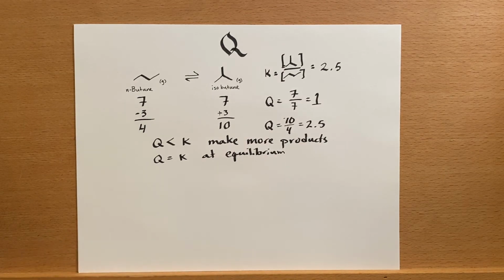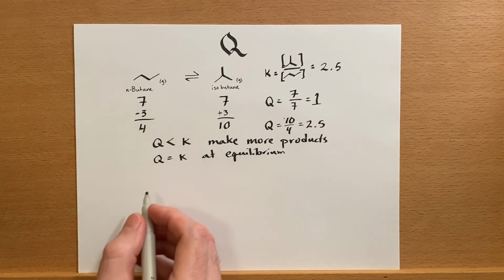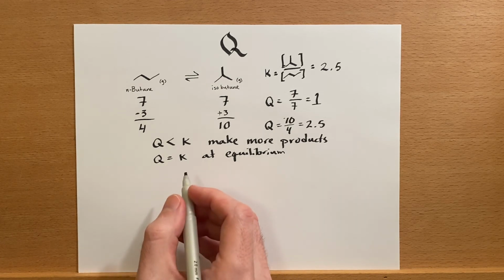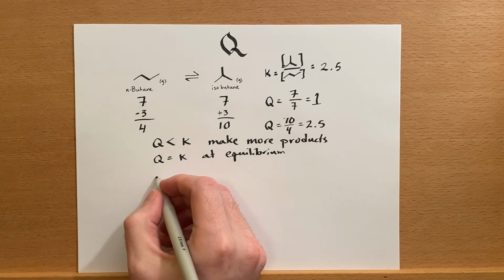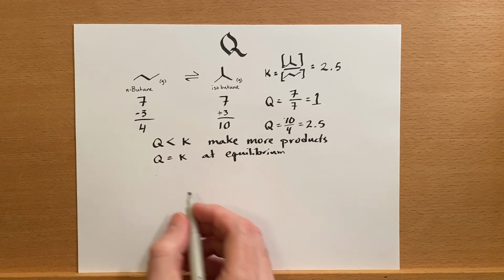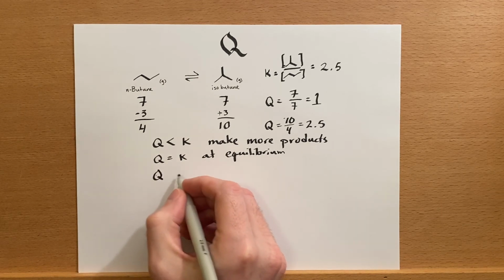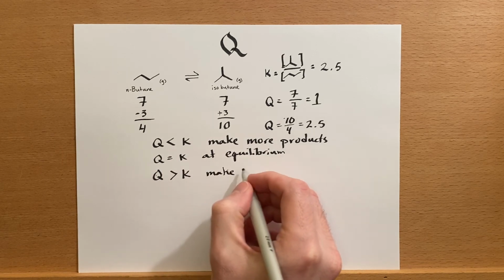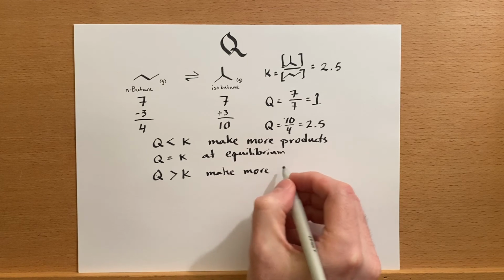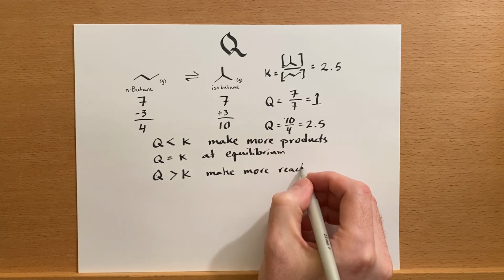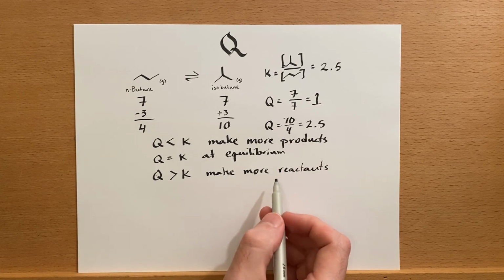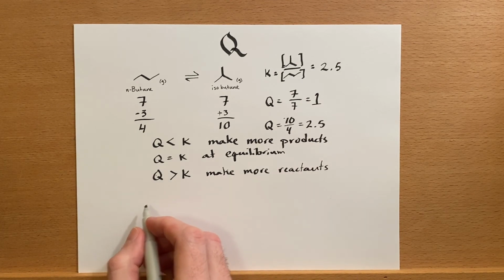And then we have one more option, which would be Q is bigger than K. And in that case, we would need to make more reactants in order to get down. So I'll just write that here, and then I have an example. Q greater than K. So we would need to get rid of some of the products and convert them into reactants.